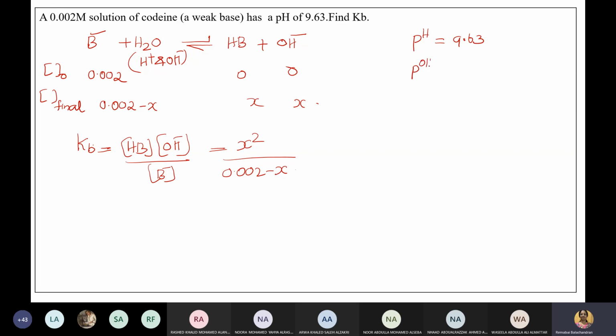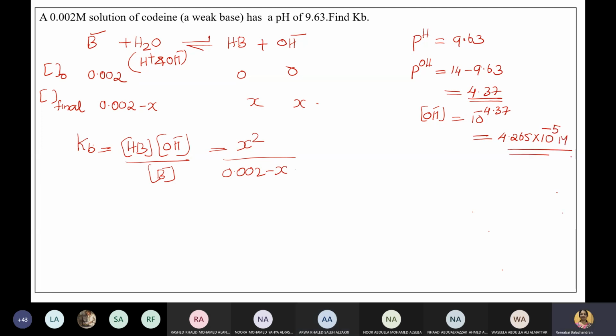I'm going to do pOH. pOH is equal to 14 minus 9.63. What is 14 minus 9.63? 4.37. So you know the pOH. So how do you find concentration of OH minus? 10 to the power minus 4.37. Tell me the answer. 4.265 times 10 to the power minus 5.